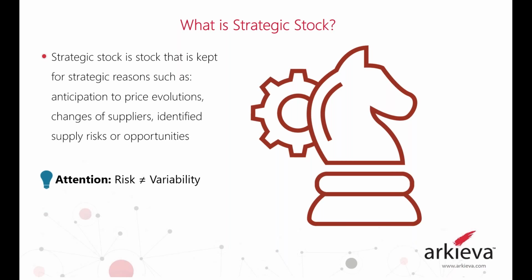One thing to keep in mind as we talk about strategic stock is that risk does not mean the same as variability. Variability is just the up and down of demand or supply that happens in due course, in natural course. Risk is a little bit more refined, where we are worried about something just disappearing entirely, for example, or for that matter, having too much demand.